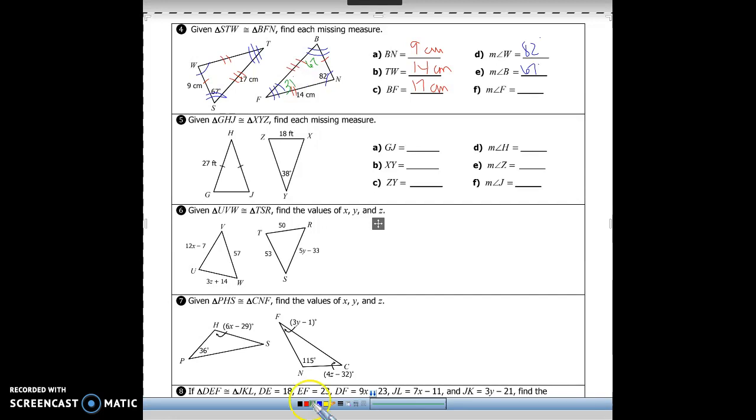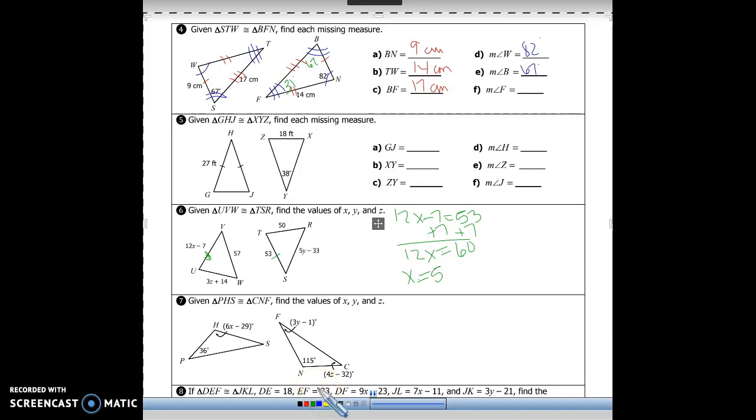Okay, looking at 6. Here I'm given that UVW is congruent to TSR. Find the values of X, Y, and Z. To find X, that's UV. UV is congruent to TS, so it's congruent to that side. So I can write an equation. 12x minus 7 equals 53. Add the 7. 12x equals 60. So x will equal 5.